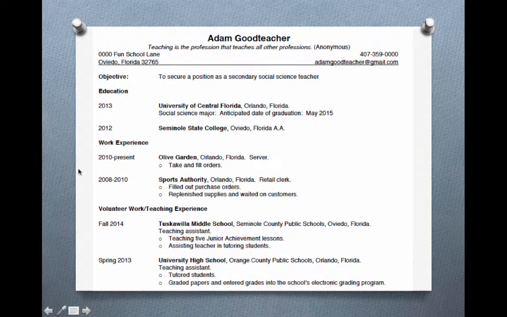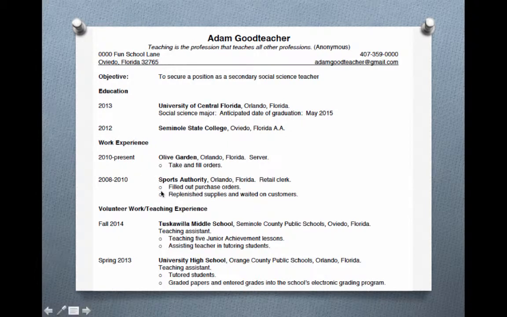List your experience in reverse chronological order according to the first date of the time span during which you served in that capacity. Then indicate the name and the location of the place where you accumulated that experience. Then state your position, such as retail clerk, server, teaching assistant, camp counselor, etc. Then using action verbs, state some of the things that you do or did in this position. Bullet points are recommended here.